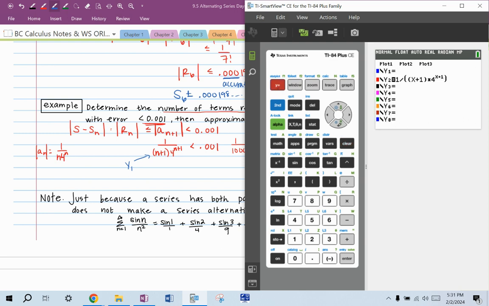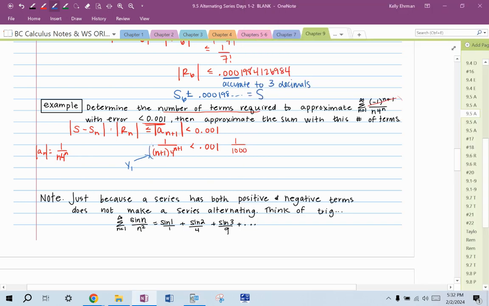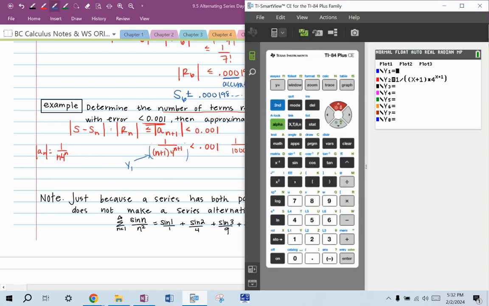Go to y equals, type it in how I have it here. See how it's 1 divided by, you need parentheses around the whole denominator so that the calculator knows what's down there, that's all in the denominator. So I've got x plus 1 times 4 to the x plus 1. All of that is underneath 1. And then we're going to go to the table.